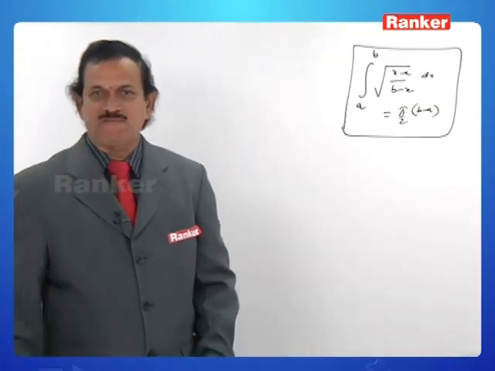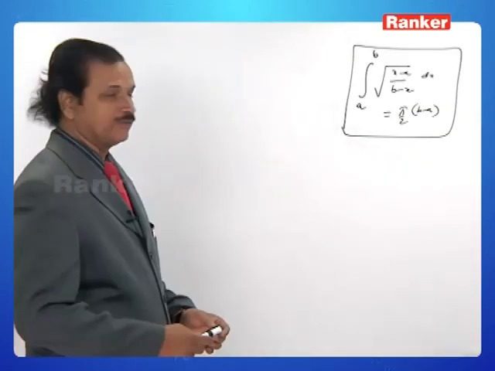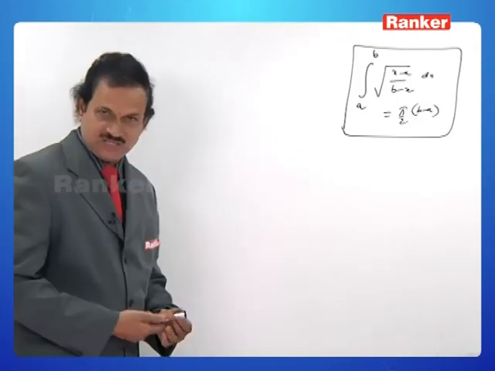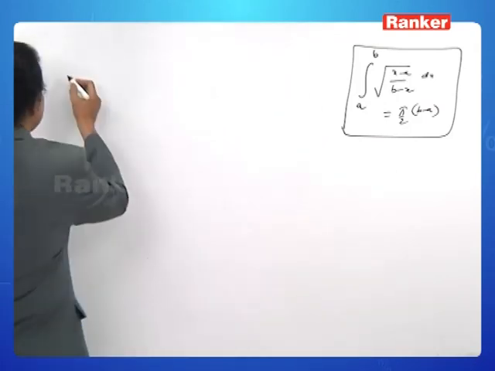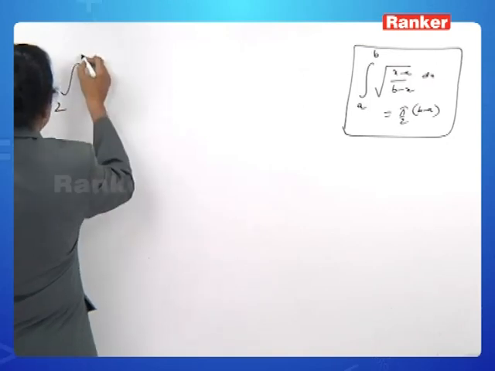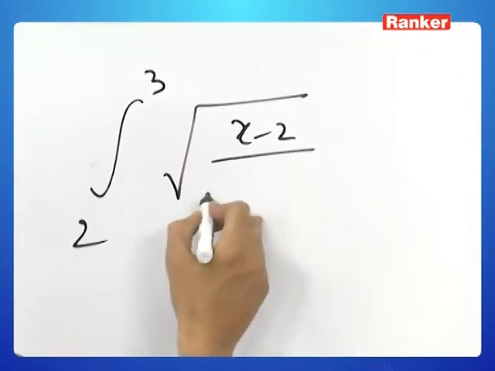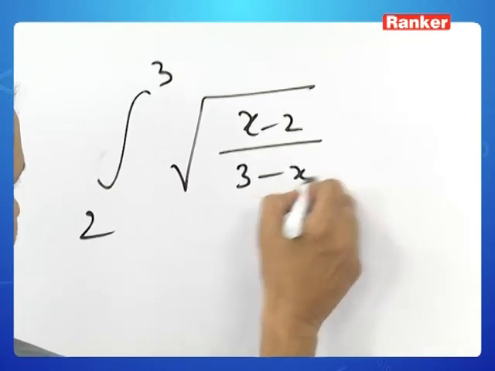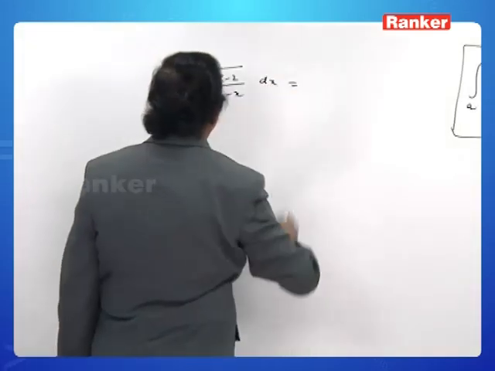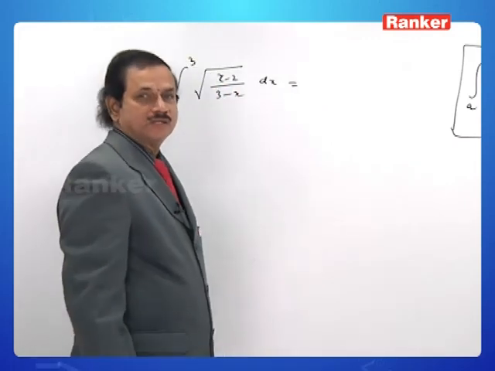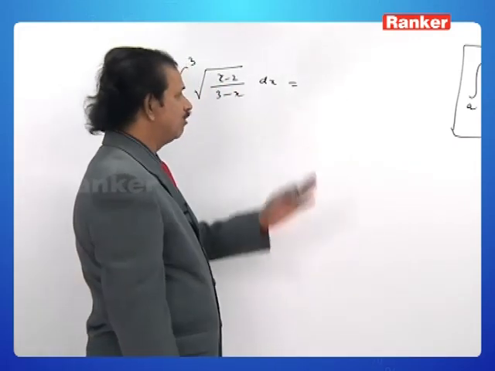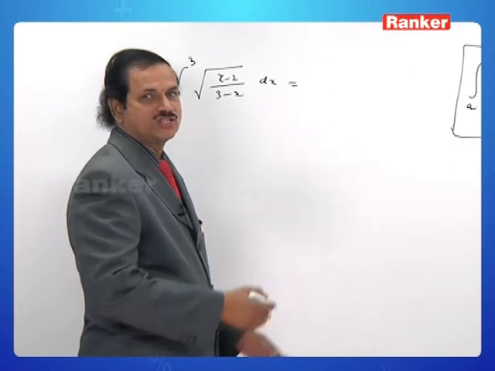Another application of the formula, integral a to b of root of (x minus a) by (b minus x) dx. We shall look at the integral from 2 to 3 of root of (x minus 2) by (3 minus x) dx. If you do not know that formula, it will be a tedious job.